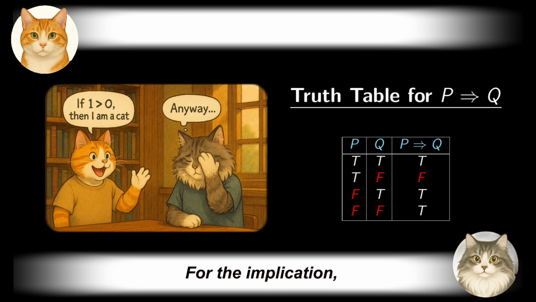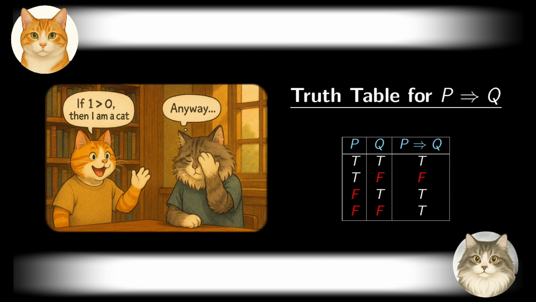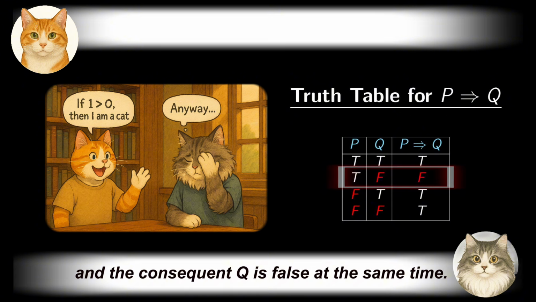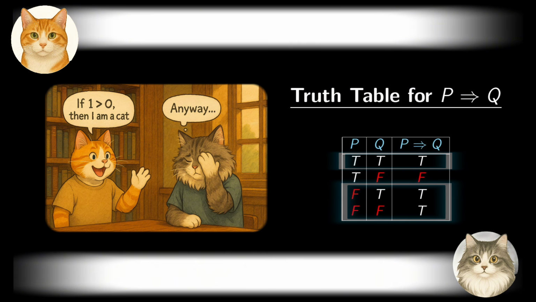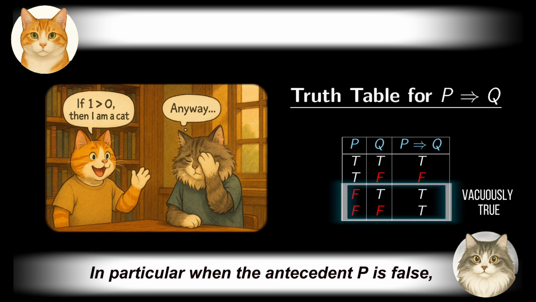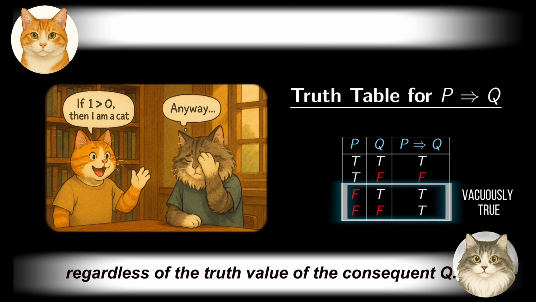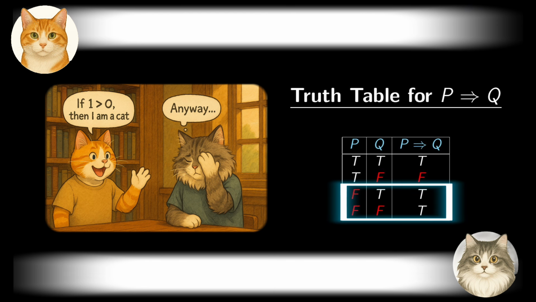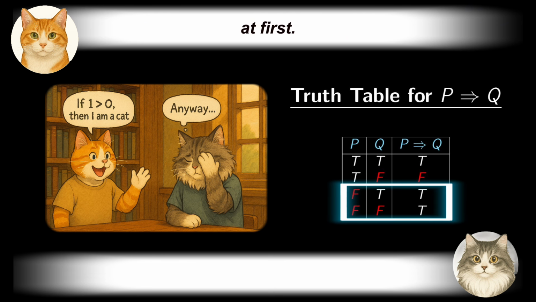For the implication, if P, then Q is defined to be false only when the antecedent P is true, and the consequent Q is false at the same time. In all other cases, it is considered true. In particular, when the antecedent P is false, the implication is regarded as true regardless of the truth value of the consequent Q. Some students might feel reluctant to accept this convention at first.